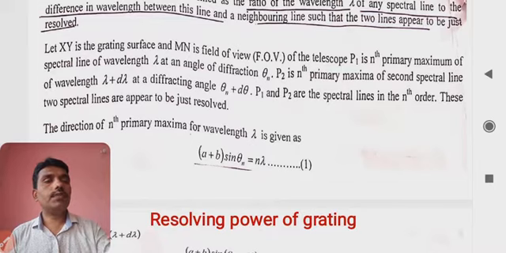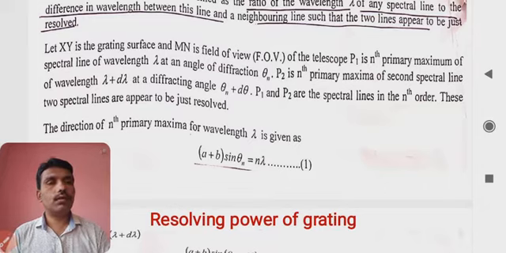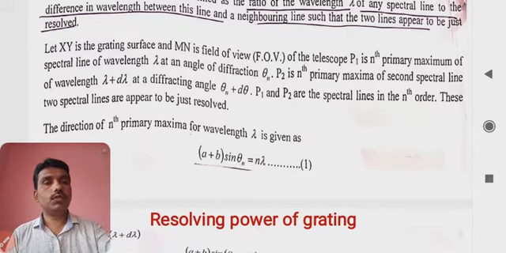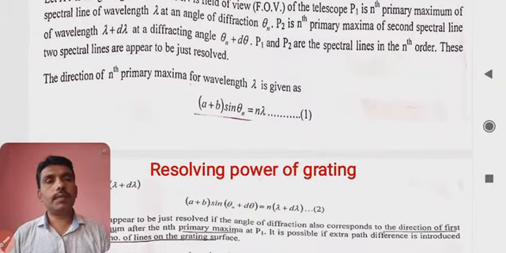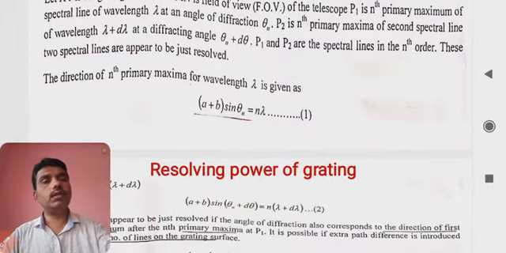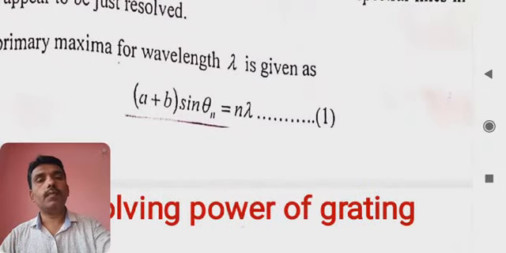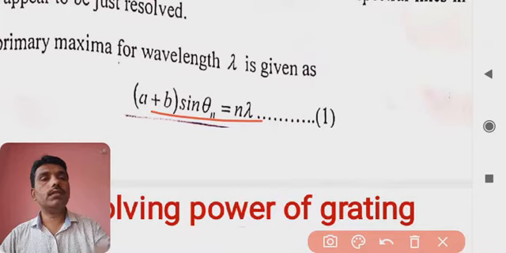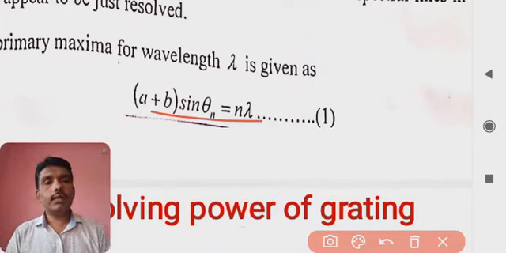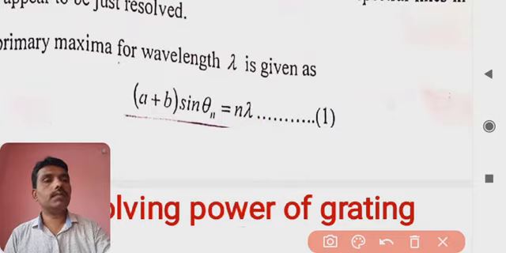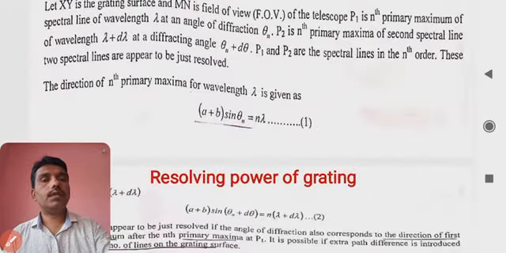P1 and P2 are the spectral lines in the nth order, which may be the first, second, third, or fourth order. These two spectral lines are separated to be just resolved. Now the direction of the nth primary maxima of wavelength lambda is given by the relation we know: (a plus b) sine theta n is equal to n lambda, for this bright maxima at P1.